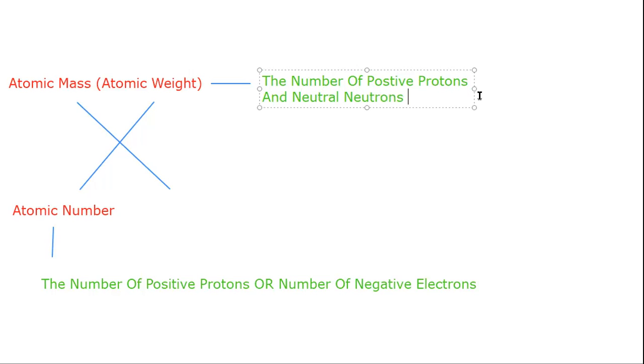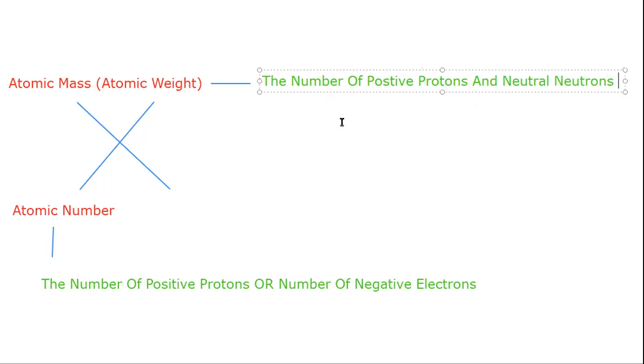Atomic mass is the number of positive protons and neutral neutrons, or the sum. So what is meant by atomic mass? The number of positive protons and neutral neutrons. Okay, what is meant by atomic number?